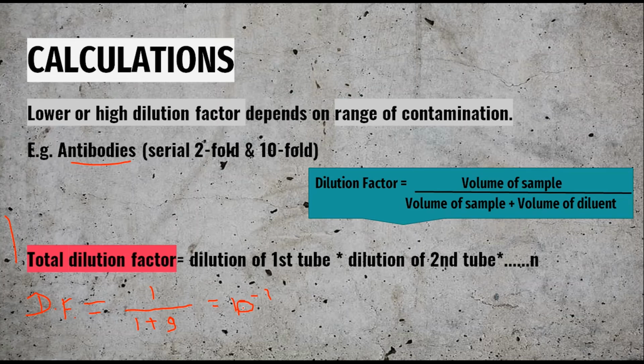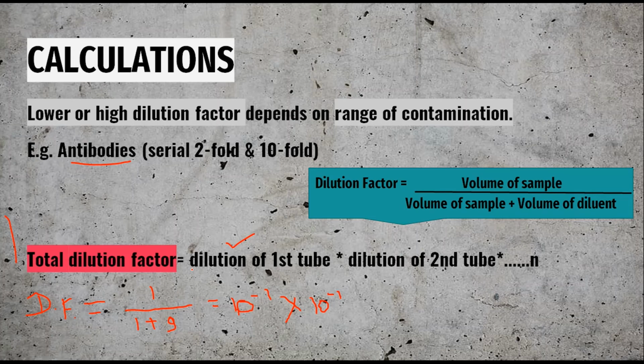I hope you have understood it better with the help of the example here. And after the first tube, each tube is a dilution of the previous tube, right? Because they are taking the sample from each other in a consecutive manner. So it is very easy to find the total dilution factor. We will find out the dilution factor of the first tube by this formula, and then the second tube, and then we will multiply them. Understood? So the total dilution factor for 2 tubes will be 10 to the power minus 1 into 10 to the power minus 1, right?